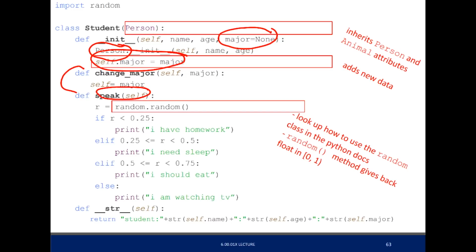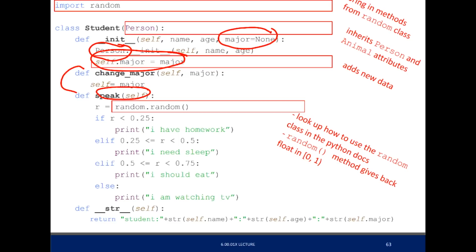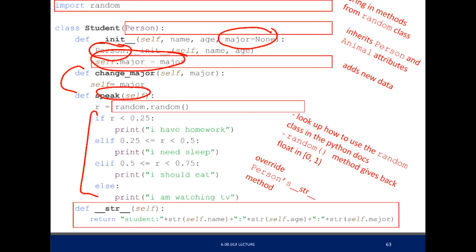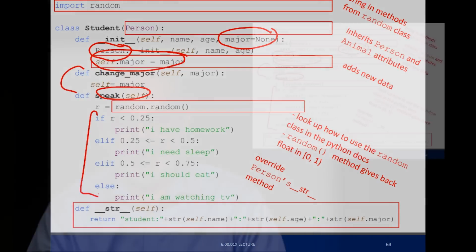And here I'm going to do something a little different. I'm going to inherit from a module the ability to just randomly pick a number. And in this case, I'm going to let you look it up. I import from the random module ways of doing random, and this particular call is going to give me back a number between 0 and 1. And that's going to allow me to define a different kind of behavior for speak here, which is that students change their mind about what they want to say, depending on how many times they've done something. And finally, at the bottom, I'm going to define a string method. And that overrides the person string method, which already overrode the animal's string method.